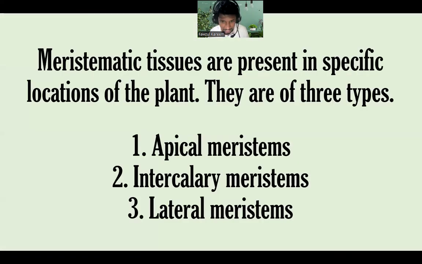Okay, now we are going to study the types of the meristematic tissues.